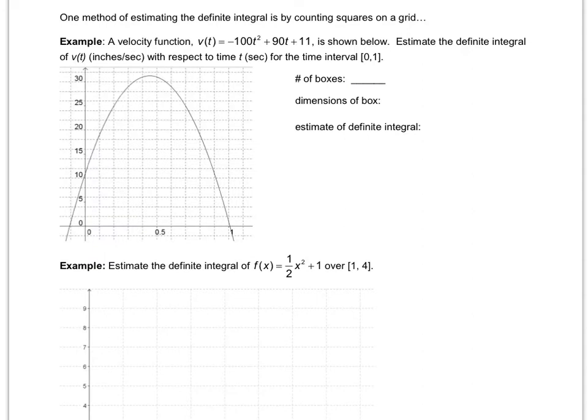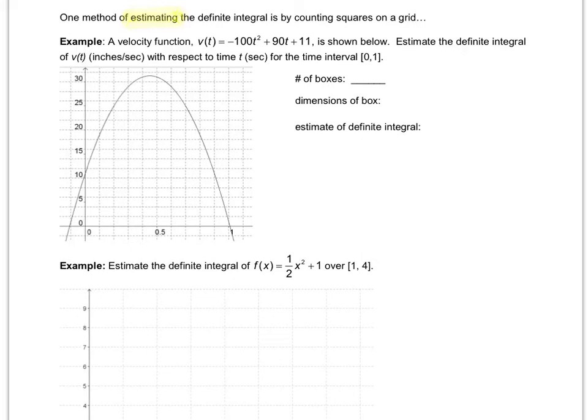So it's important to look at the word estimating here, because the entire time that we're looking at the area under the curve, for right now until we learn some more techniques, we're just estimating that area or that definite integral. One of the techniques that we're going to be looking at is just counting squares on a grid, as basic as that sounds. So take a look at the first example.